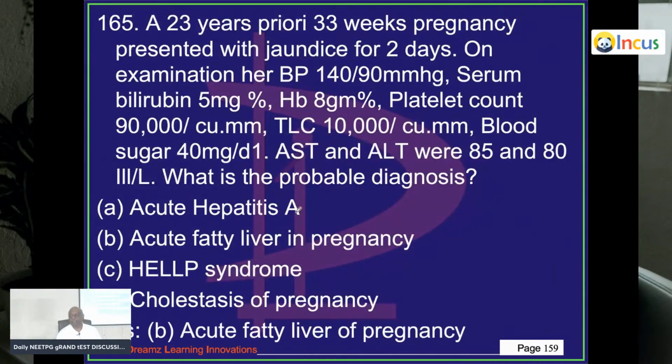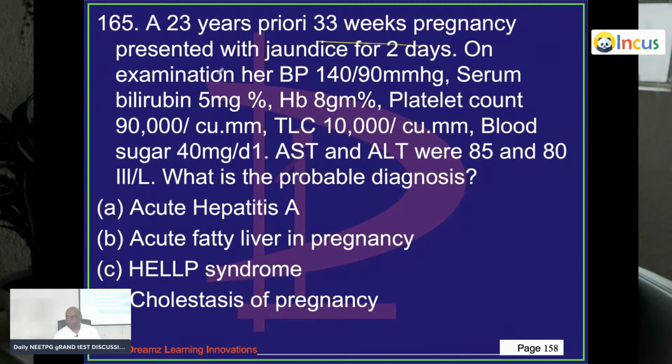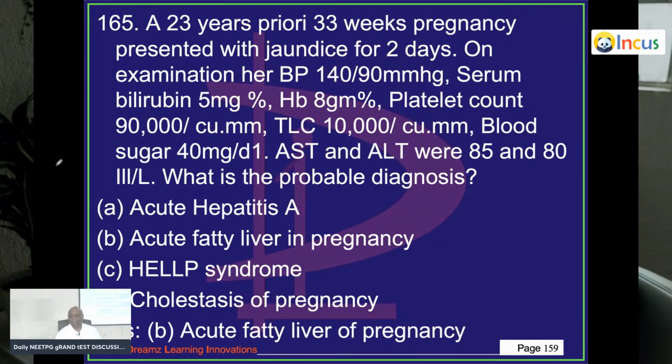Friedman's curve is there. 23-year-old, 33 weeks, jaundice for 2 days, platelet count low, no pain, blood sugar is 40, AST ALT are elevated, serum bilirubin 5, hemoglobin 8. TLC is raised because leukocyte count is more. Jaundice for 2 days.